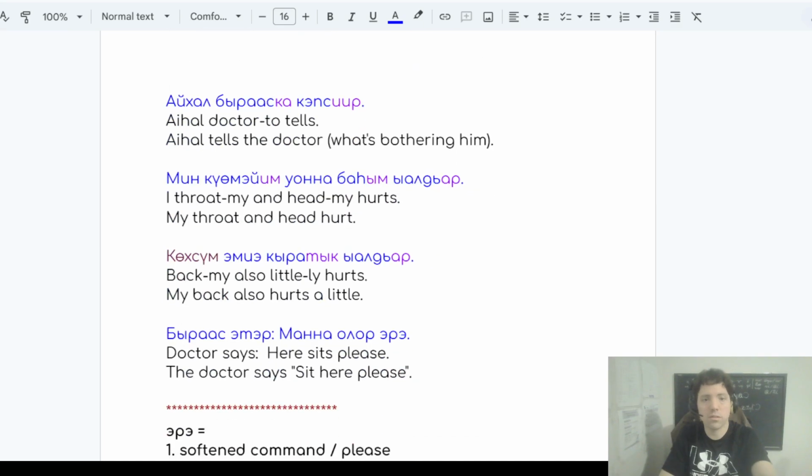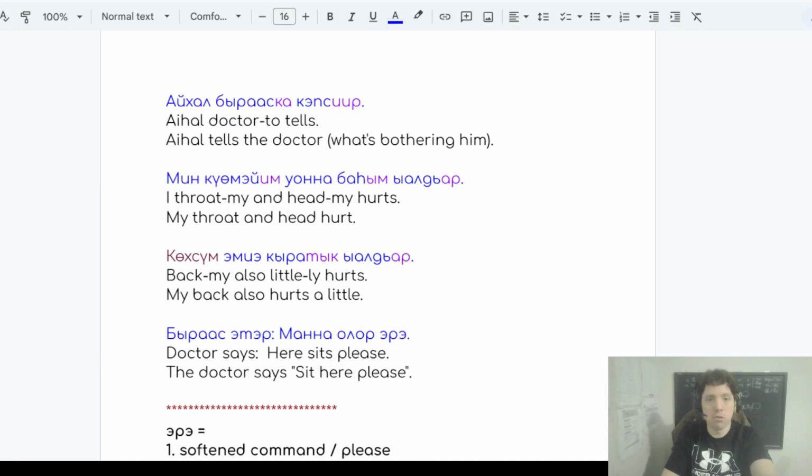Ihal baraska kepsir. Ihal tells the doctor, as in tells him what's going on, what's bothering him. Min kuebaim wada bacham aljar.